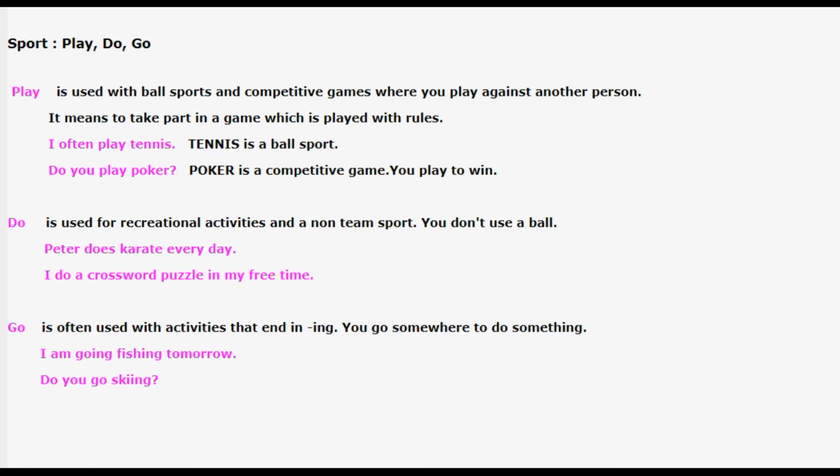I often play tennis. Tennis is a ball sport. Do you play poker? Poker is a competitive game. You play to win, like chess, play chess, right?